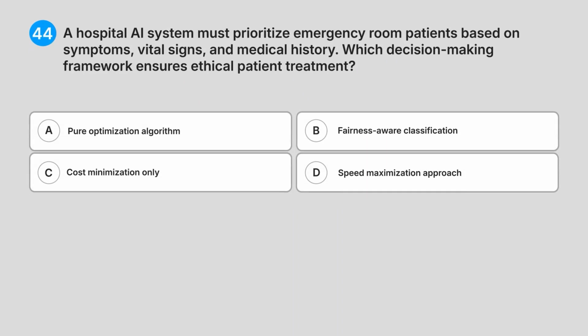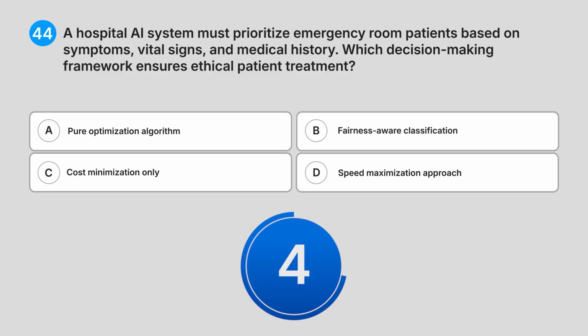44. A hospital AI system must prioritize emergency room patients based on symptoms, vital signs, and medical history. Which decision-making framework ensures ethical patient treatment? A. Pure optimization algorithm. B. Fairness-aware classification. C. Cost minimization only. D. Speed maximization approach. Do you know the answer?